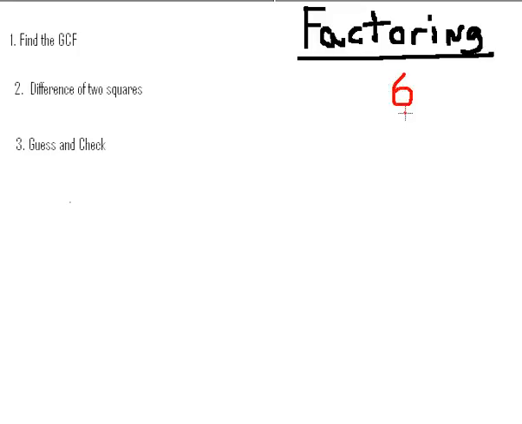Factoring simply means taking a number or an expression and writing it as something times something, writing the product for that particular number. So what times what is 6? Well, that's just 2 and 3. Okay, that's a no-brainer, right?